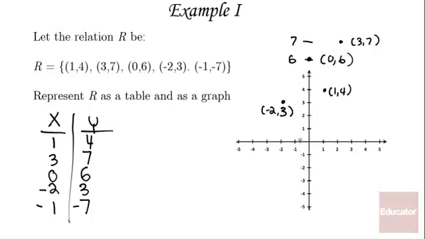And then finally, -1 for X, and then -7 for Y. So -1, and then down here at -7. Again, I am not connecting these points. This relation is a set of discrete points. I don't know if they connect, how they connect, if there's any points in between. All I'm given are these sets of pairs. Therefore, when I graph them, I'm just going to get 5 discrete points.